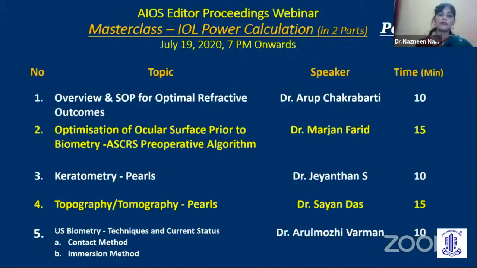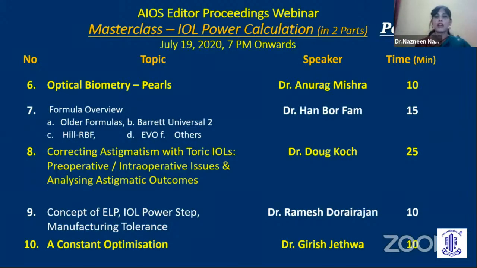The first talk would be the overview and standard operating procedures for optimal refractive outcomes by Dr. Arup Chakravarti. This will be followed by Dr. Fareed's talk on optimization of ocular surface prior to biometry, the ASCRS preoperative algorithm. Dr. Jayanthan will be talking on keratometry pearls, and Dr. Shayan will be speaking on topography pearls. Ultrasound biometry will be covered by Dr. Arulmozhi Varman, and Dr. Anurag Mishra will be talking on optical biometry.